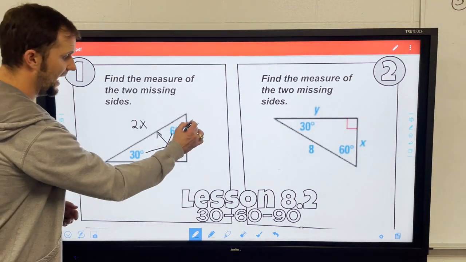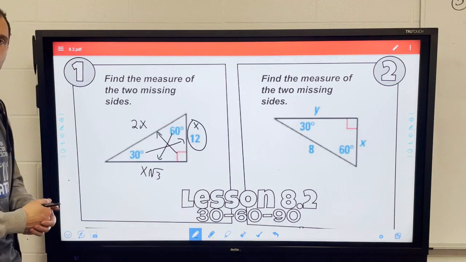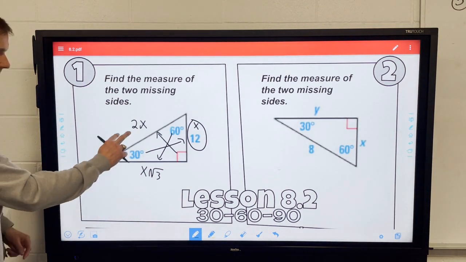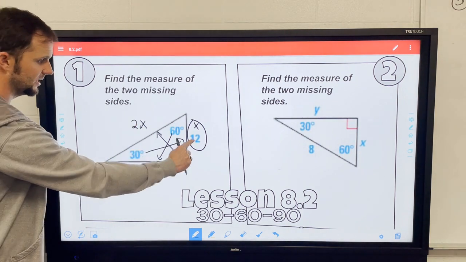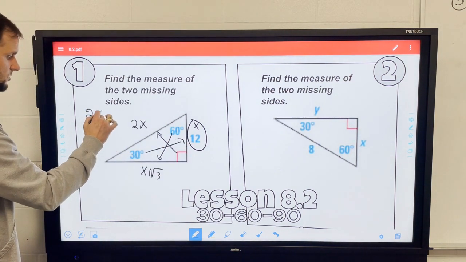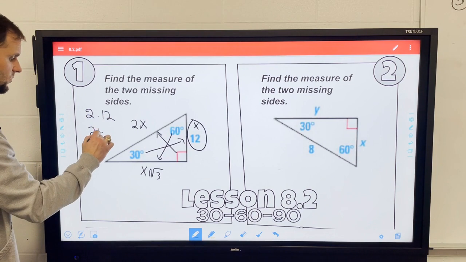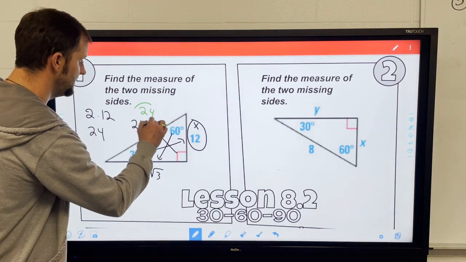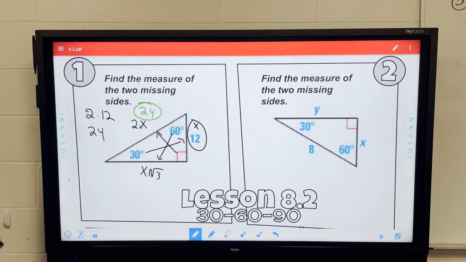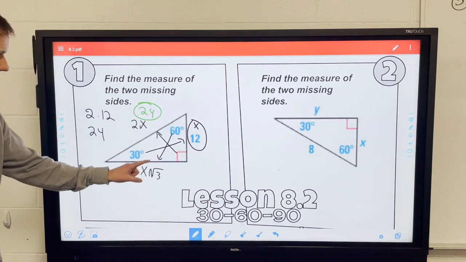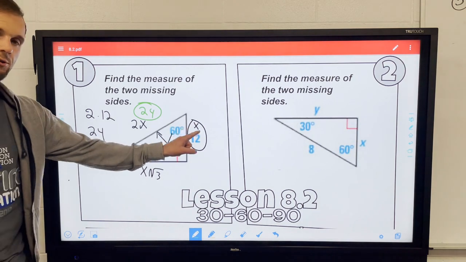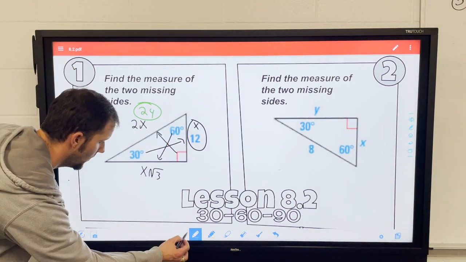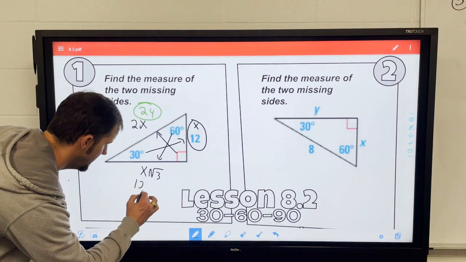So if I look, x is 12, which is my smaller side. So now I can find the other 2 sides just by multiplication. So right here on my hypotenuse, I'm doing 2 times x, which is 2 times 12. So 2 times 12 is going to give me 24. So that means my longer leg, or my longest side, is going to be 24, okay? So now to find my middle leg, or opposite the 60, I'm going to multiply the little leg by the square root of 3. So I'm going to do 12 times the square root of 3.